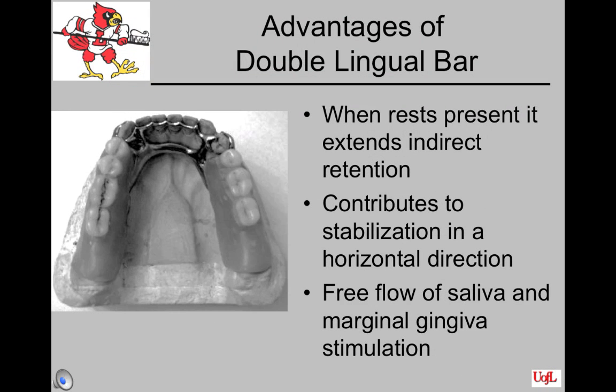The advantages of the double lingual bar are, when there are rests present at each end of the major connector, then it extends indirect retention. It also contributes to the stabilization of the partial denture in a horizontal direction, and it allows free flow of saliva and marginal gingiva stimulation.